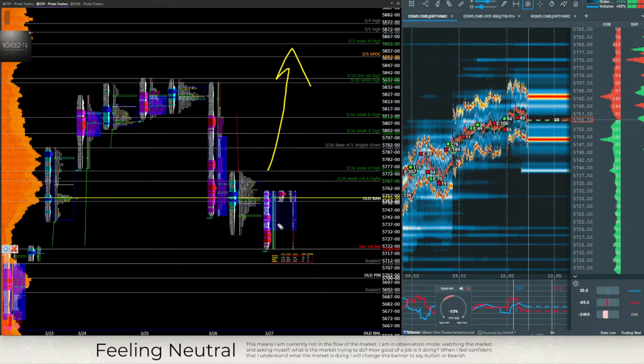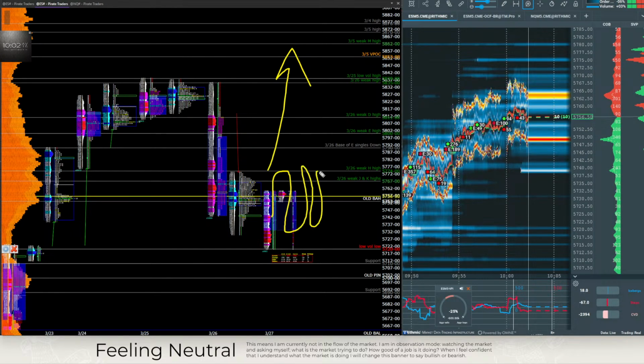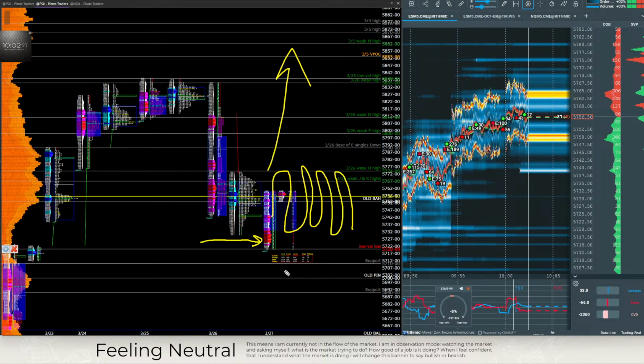So what it's telling us now is the more likely thing is that sideways grindy day. Because it can't go lower and it can't go higher. So what can it do? Just keep going sideways.